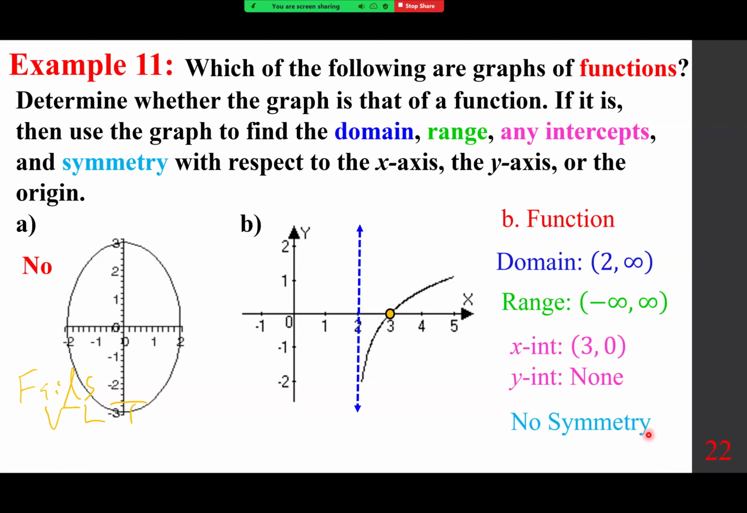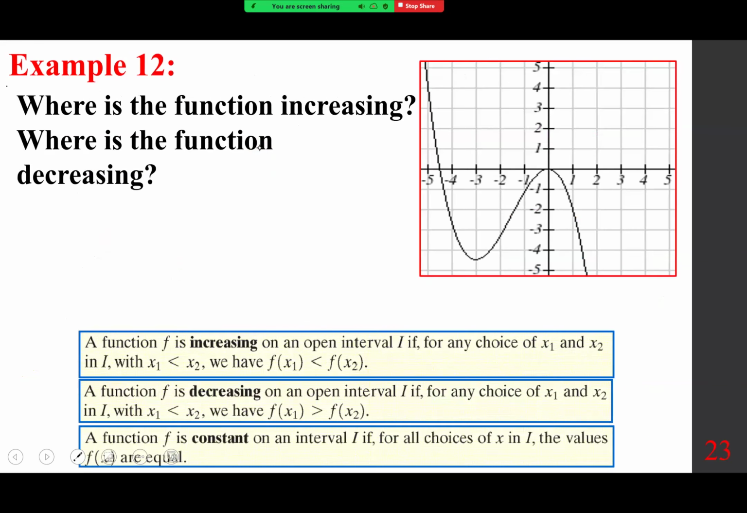It's not symmetric with respect to the y-axis, which would make it even. It's not symmetric with respect to the origin, which would make it an odd function. In order for it to be symmetric with respect to the y-axis, we should have a branch here. With respect to the origin, we should have a branch here looking like that. We don't have it. So here's the graph.